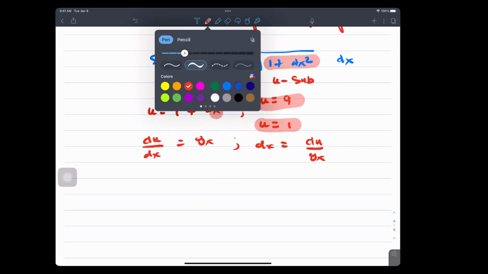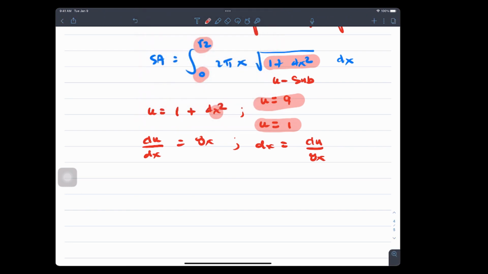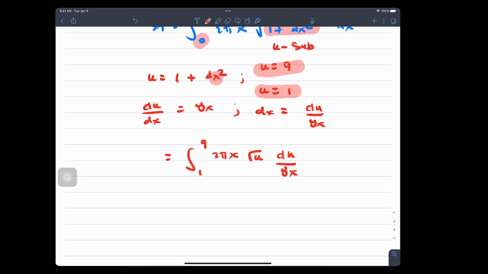All right. I can integrate. So my surface area is going to be now from 1 to 9, 2 pi x square root of u, and then dx was what? Where's our dx? I'm sorry. It's du over that 8x. Yes, we didn't actually solve for dx. Now we did.